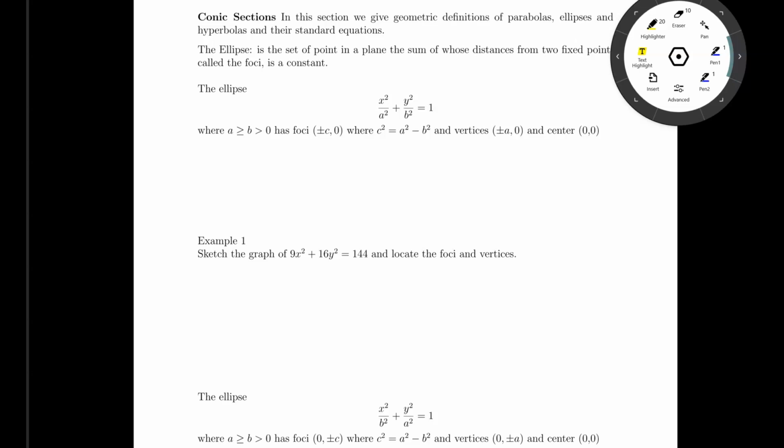Conic sections. So these are parabolas, ellipses, and hyperbolas. You need to know their standard equations and how to sketch a graph. So let's just start with the ellipse. So an ellipse looks something like this, right?